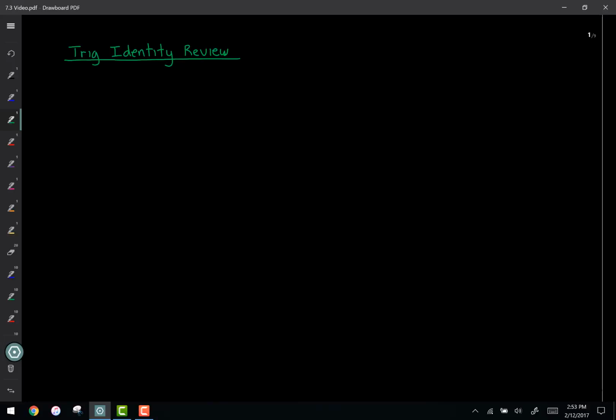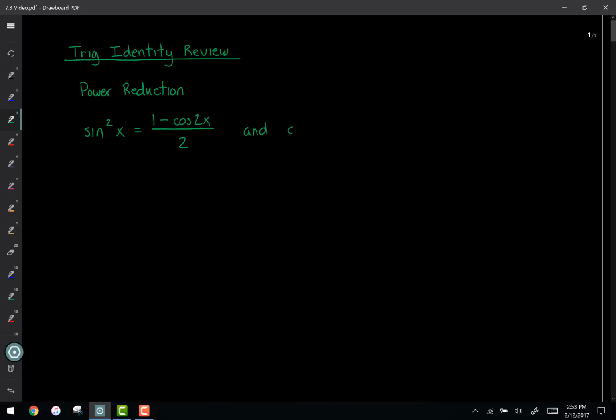So the main ones that we're going to use are the half angle identities for sine and cosine, which I usually call the power reduction formulas. We'll just write that down first, I guess. So we'll say power reduction. So sine squared x is equal to 1 minus cosine 2x over 2. And cosine squared x is equal to 1 plus cosine 2x over 2.